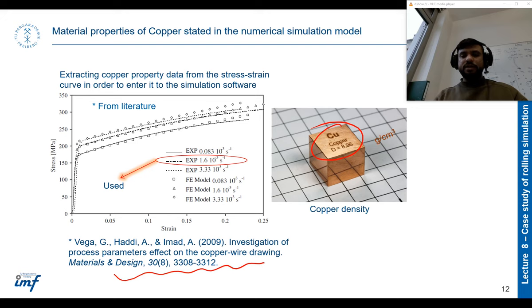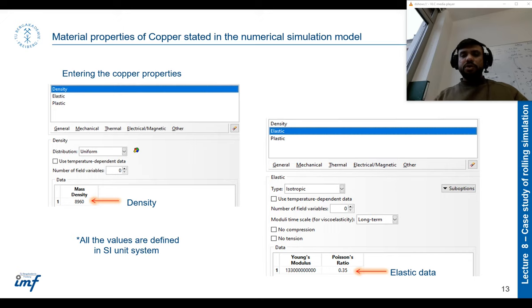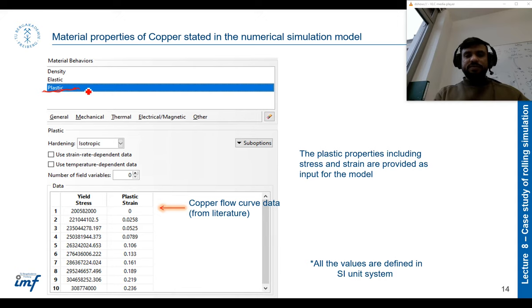We took data from literature, and we use this as input data for our simulation case. And we will also see it in Abaqus just a few minutes later, that we can define the density of the material. We can also define the elasticity of the material with Young's modulus and Poisson's ratio. And then we also define the plasticity of the material by using the plastic data, where we define yield stress and plastic strain.